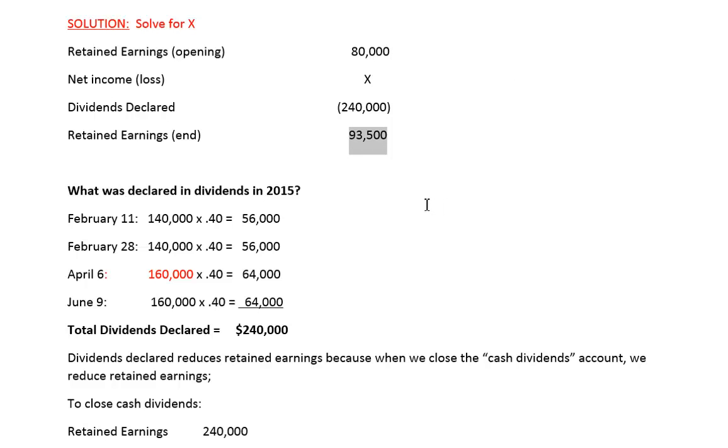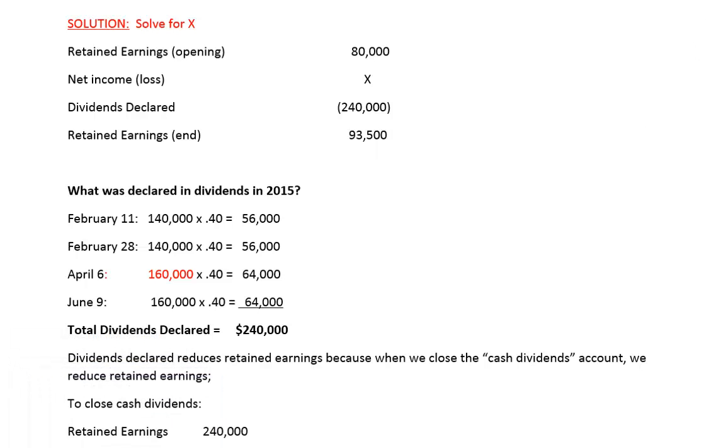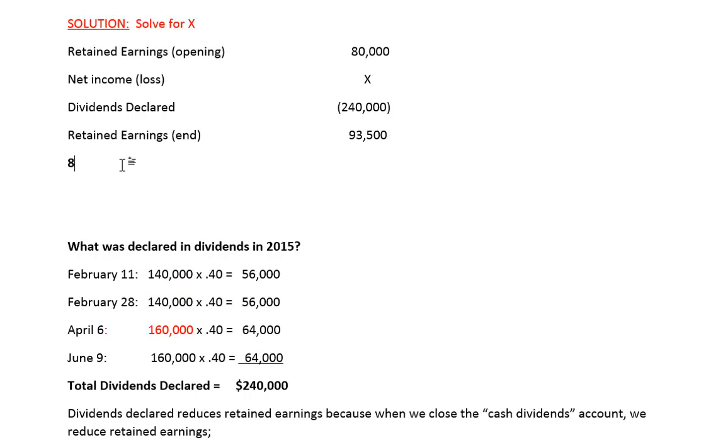So now we have to calculate what that number is. So if we have to find our net income or loss, we should be able to see at this point that it's income. We have to have a number that's bigger than the dividends that we declared added to 80,000 in order to get 93,500. So if you looked at this mathematically, what would we have? 80,000 in retained earnings plus whatever our net income is minus 240,000 is going to give us our ending balance of 93,500 in retained earnings.